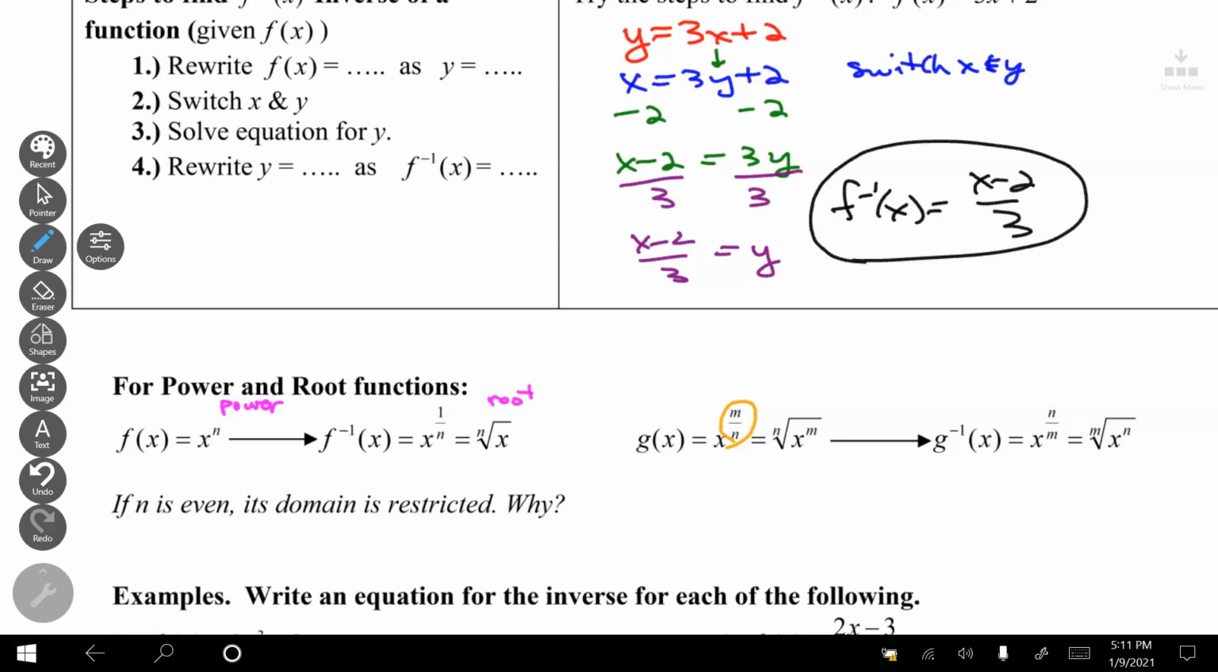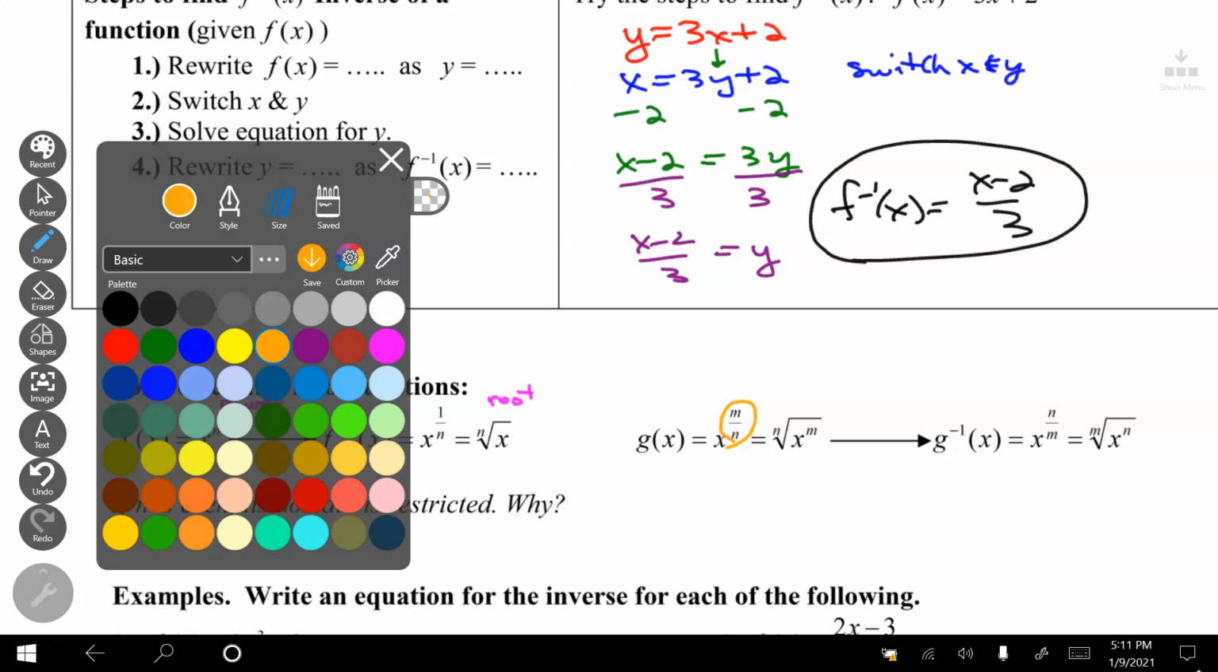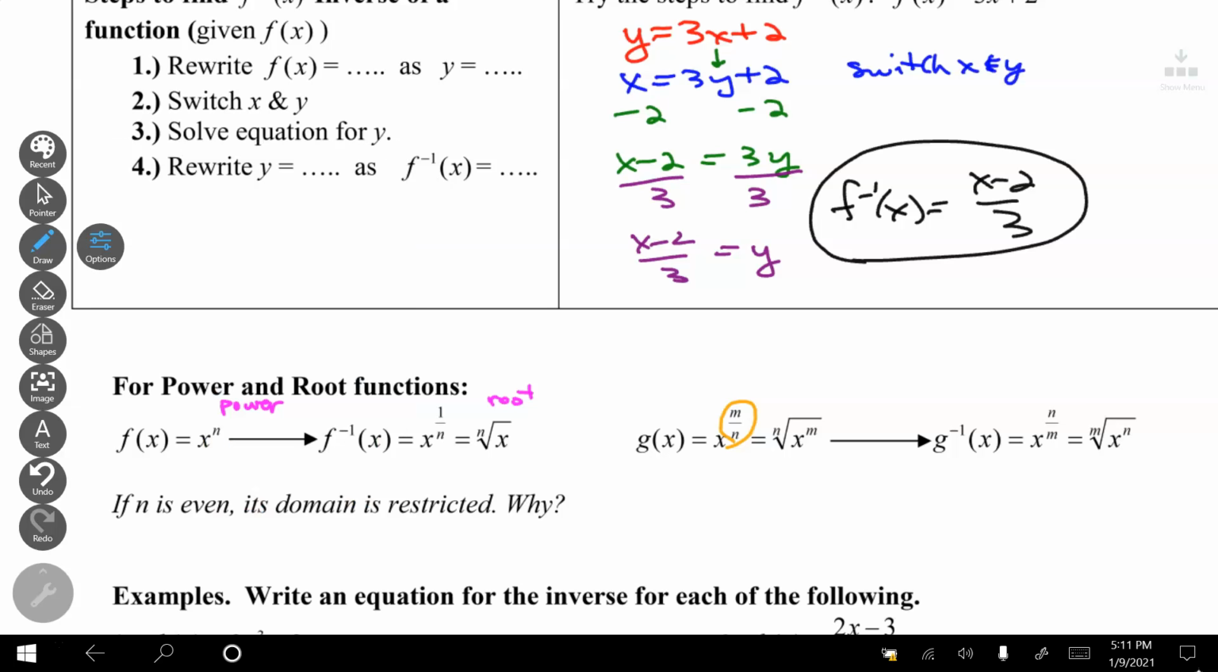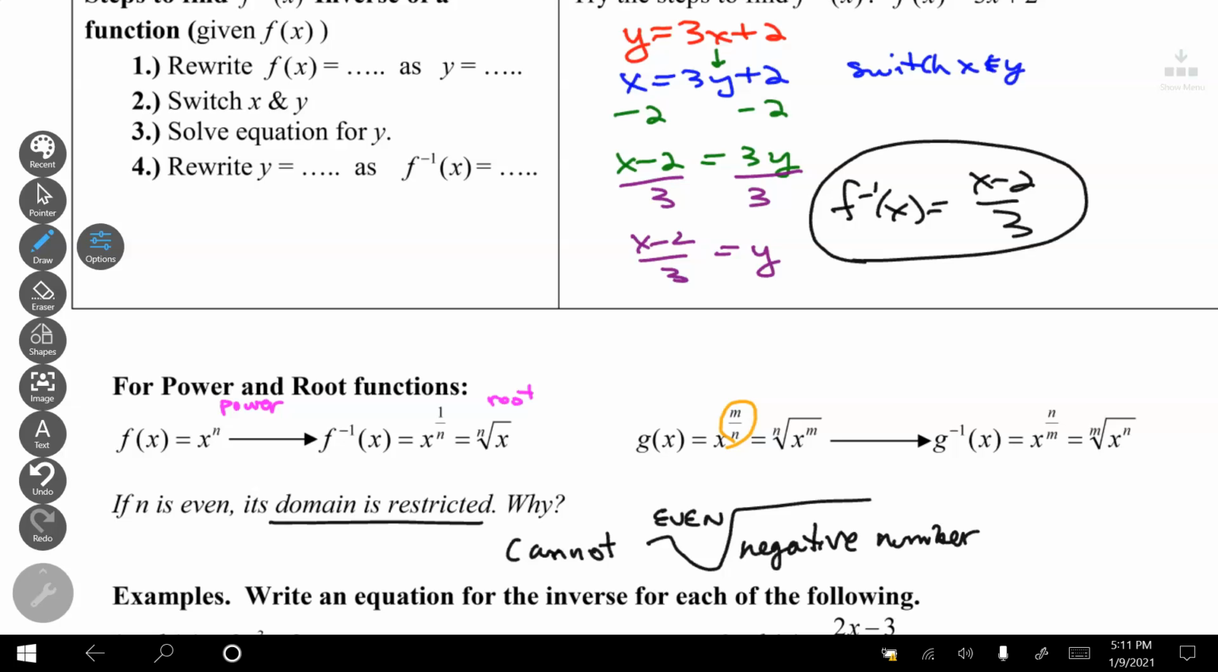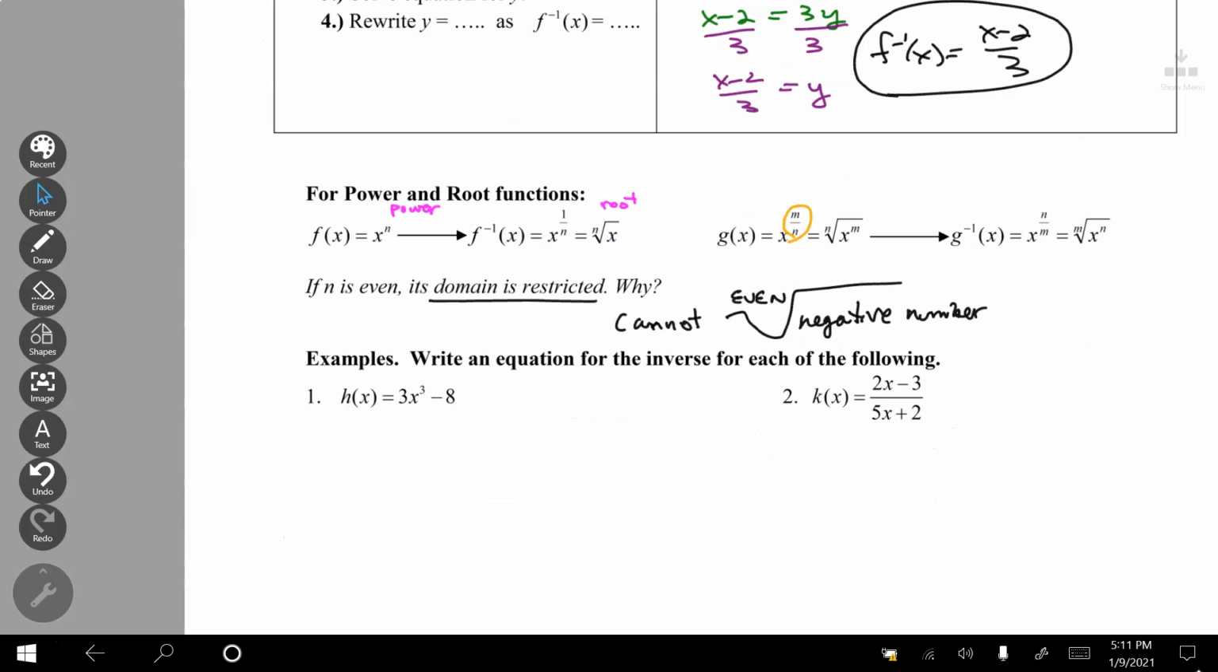Okay, is there any restrictions? Yes, there's one major restriction. And we saw this when we did our domain restrictions. We can never take an even root of a negative number. So with even roots, like x squared, because the inverse is the square root of x, there's some restriction that's going to go on. We'll talk about that if we come to it.